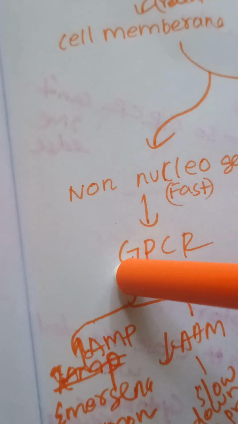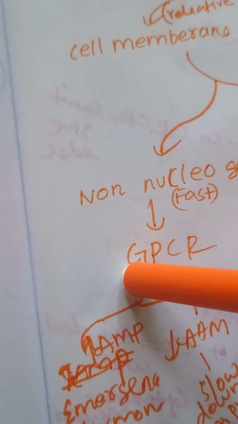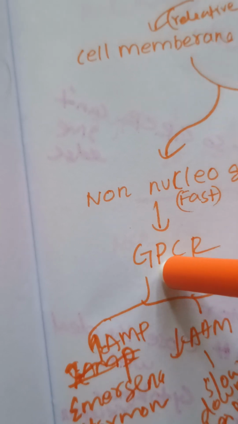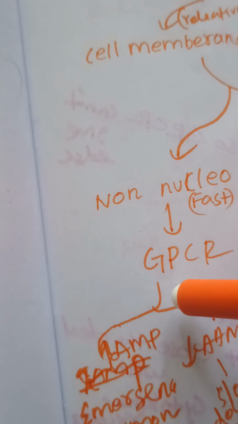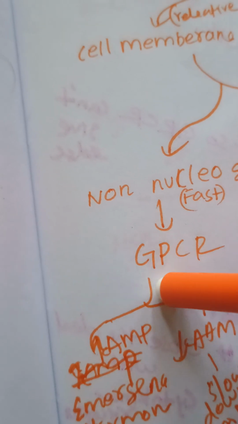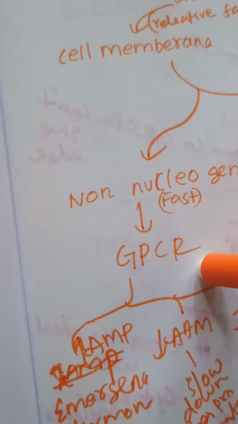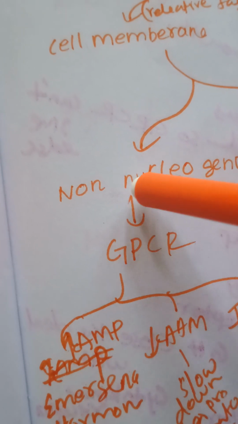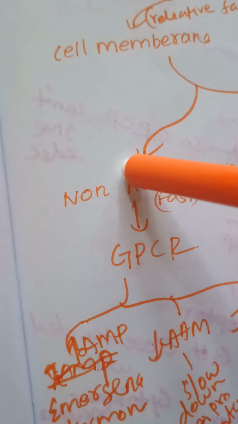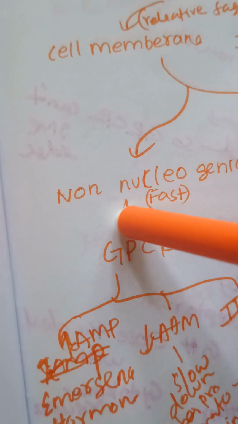So because of that, it takes less time to restore the body. TSH is an emergency hormone. ACTH is an emergency hormone. So they should act fast, so they take a path with GPCR receptors.